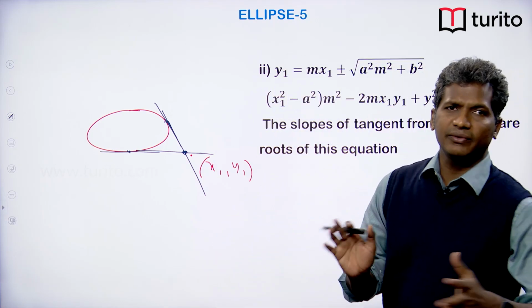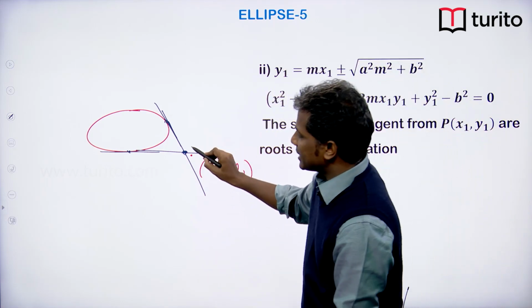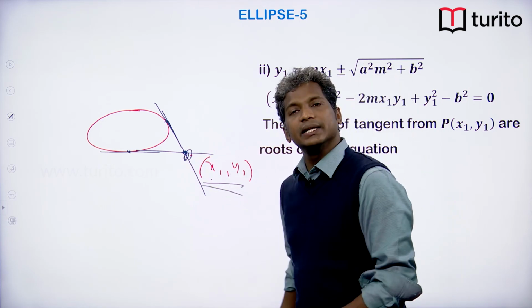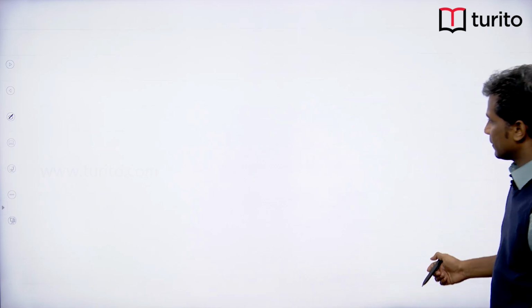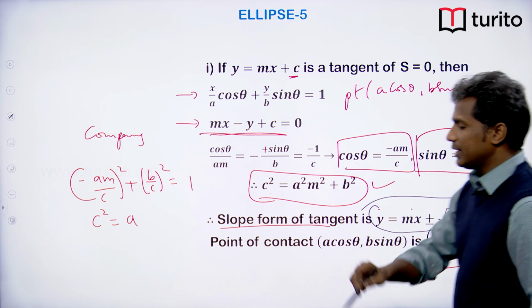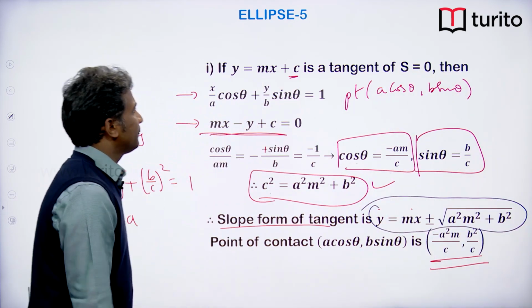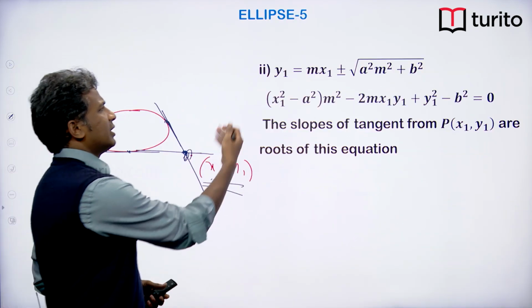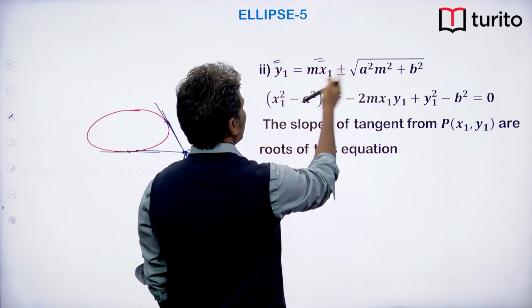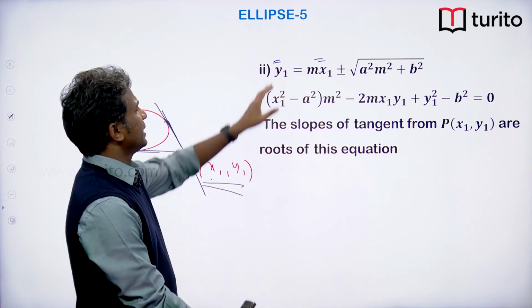Then what is the best way? If the point is (x1, y1), put this point directly in the earlier equation. Which equation? This equation. Put this point directly in the slope form and then solve for m. For example, here if I substitute x1 and y1 in that equation, I will get this.